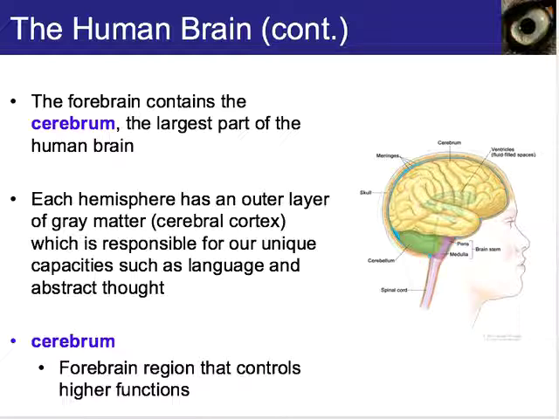The forebrain contains the cerebrum, which is the largest part of the human brain, which you can see right here. Each hemisphere has an outer layer of gray matter called the cerebral cortex, which is responsible for our unique capacities such as language and abstract thought that other organisms can't do. So the cerebrum is the forebrain region that controls higher functions.